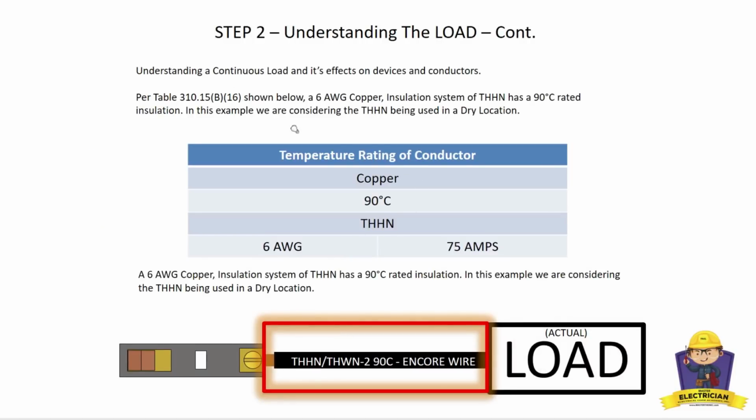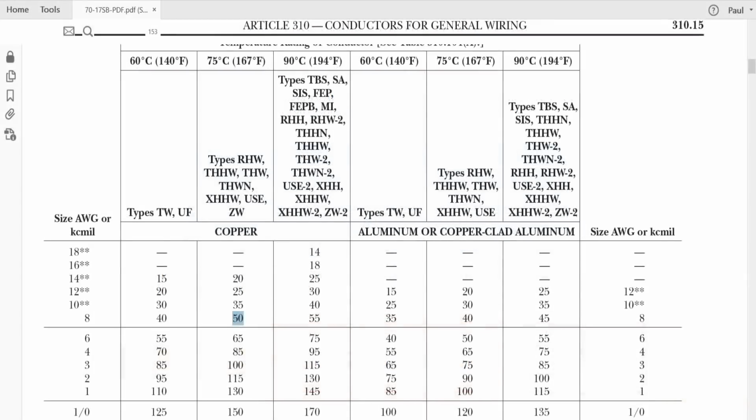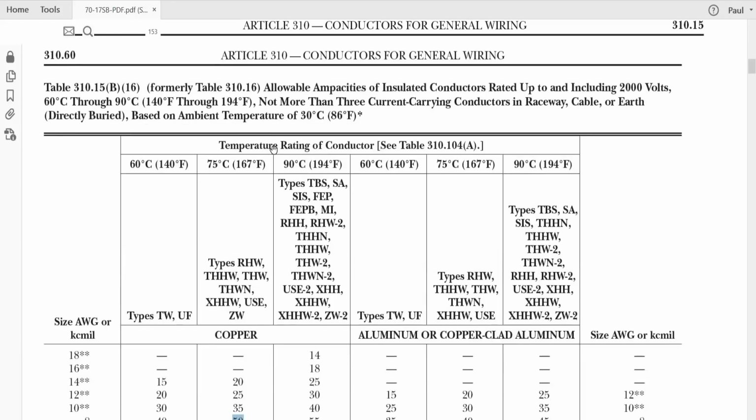Now, I want to show you the actual Table 310.15(B)(16) in the code. So here's the actual 310.15(B)(16) right here. You're probably all very familiar with this. In this table, it's got the rules, which tell you, again, not more than 3 current carrying conductors. This applies to raceways, cables, even buried in the earth. And if the temperature is based on 30 degrees C or 86 Fahrenheit, and any of these conditions aren't here, then these values aren't accurate, and you have to do something to them.